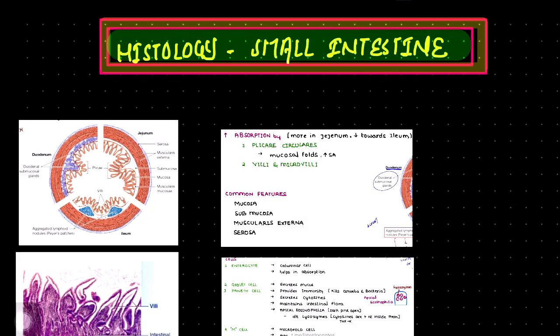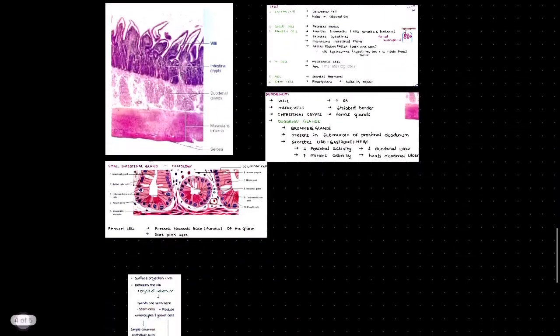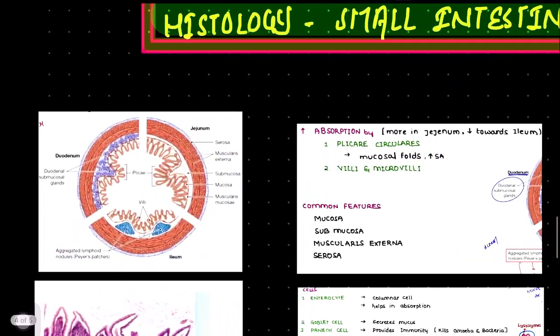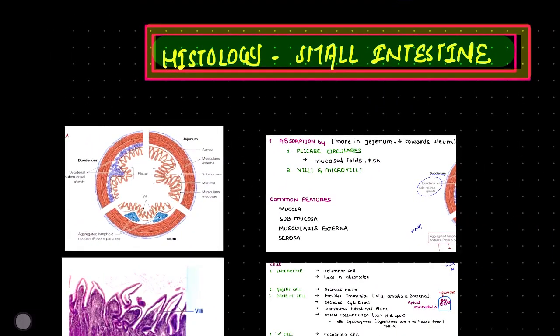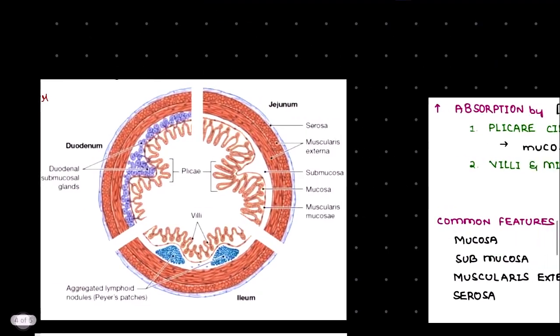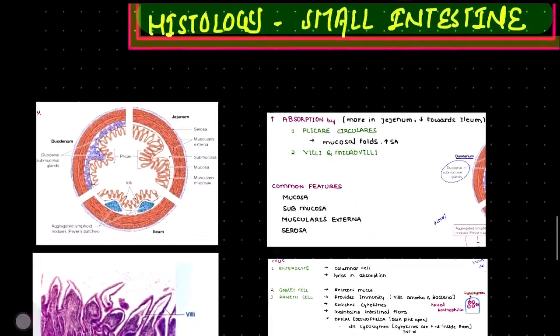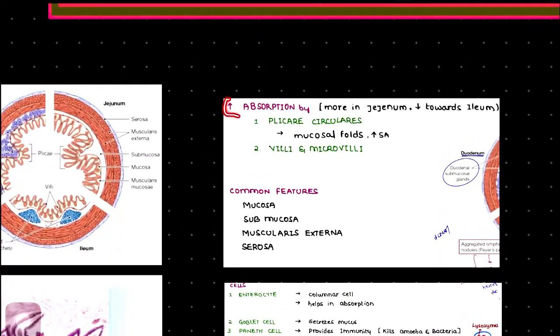We'll go through all these things. So now let us begin our discussion. As we said, the three parts of the small intestine are the duodenum, jejunum and ileum. Now let us talk about their similarities. The structures present in the small intestine are all designed to increase absorption.